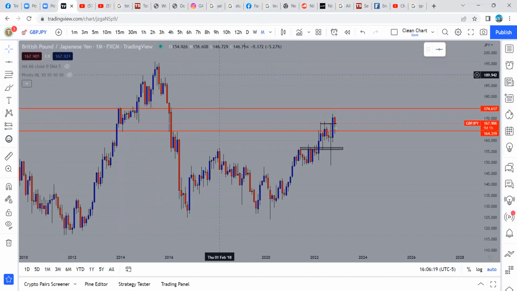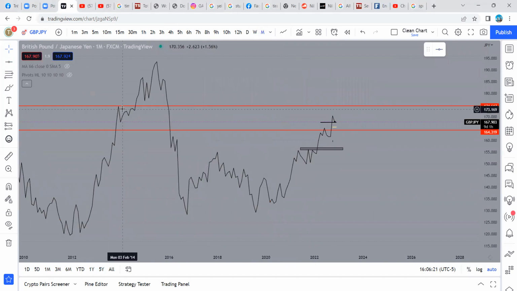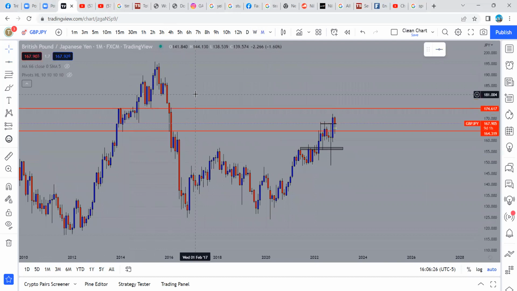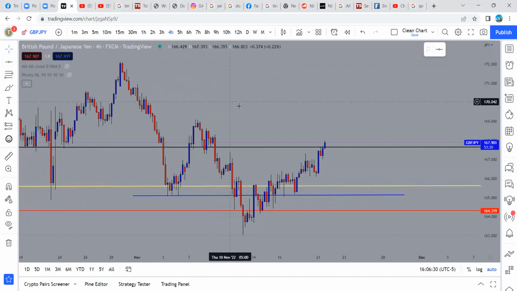Because as you can see, this is a support and resistance. If I put on the line chart, you can see this is a resistance turned support, and you can see the wicks, right? So definitely price can go up there. So I was just on a lower time frame tracking that price.